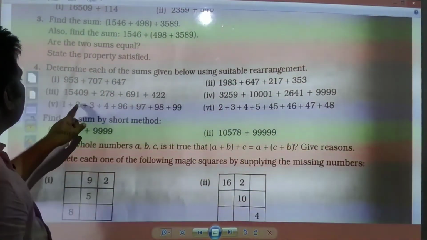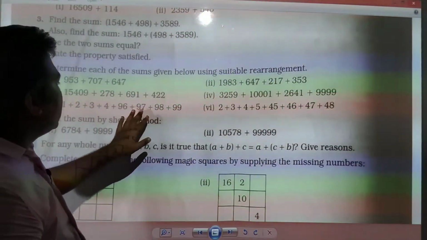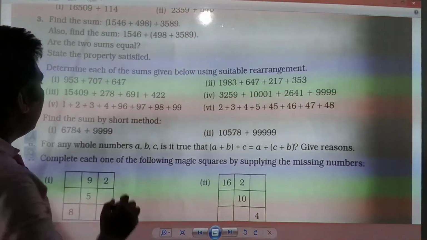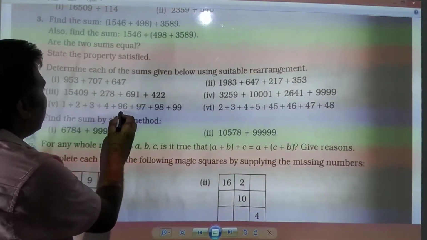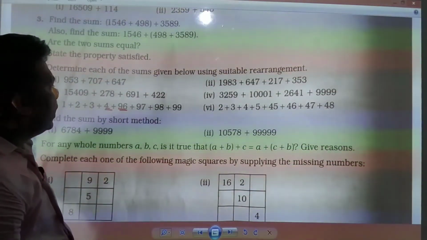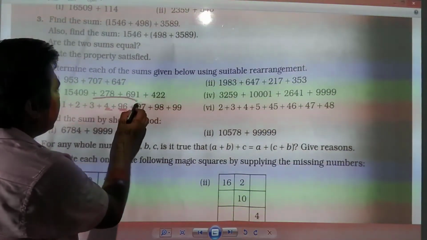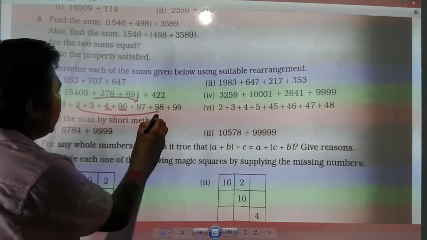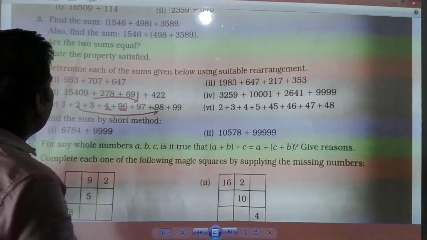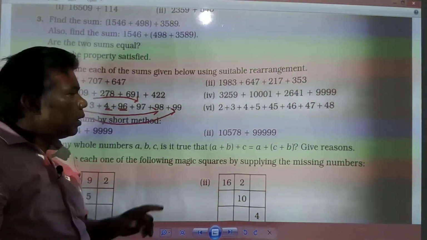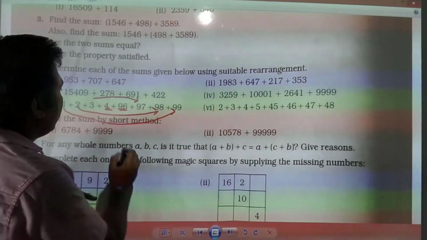Next, all the numbers you need to do by yourself. You try to group these all by yourself and try to add. Here you see, just you see 96 and 4 if you are adding, you will get 100. 3 and 97 if you are adding, you will get 100. 2 and 98 you are adding, you will get 100. 1 and 99 you are adding, you will get 100.